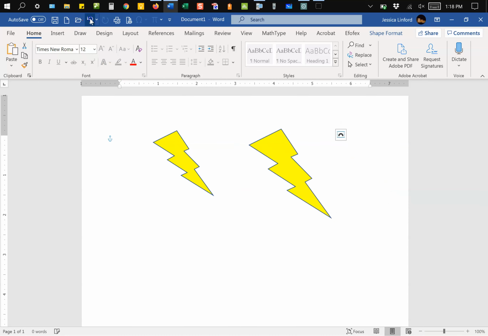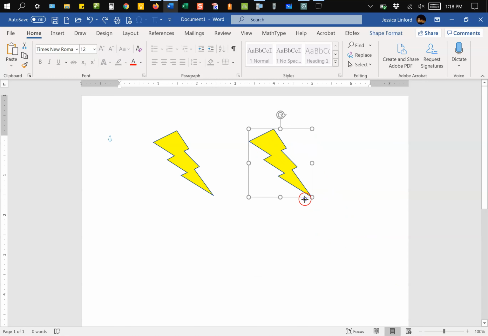So similarity keeps this angle and that angle the same. And it makes all the sizes change proportionally. So the sizes are all changing at the same rate.